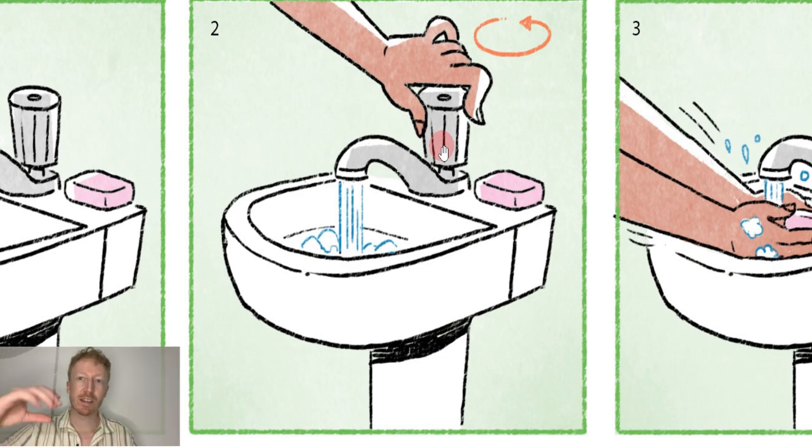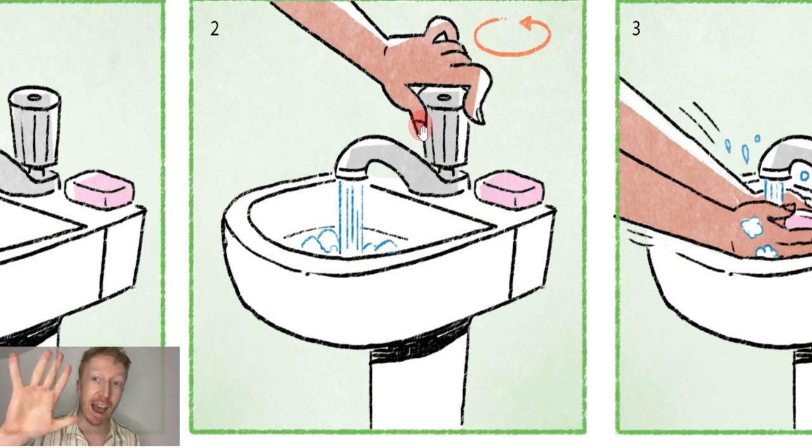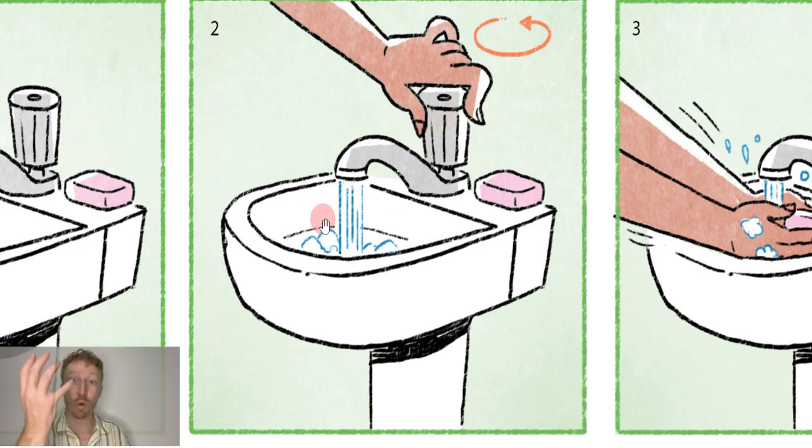Then he turns on the tap. See, he uses his hand to turn on. He turns on the tap there, and then water comes from the tap. Yes, here's the tap, this is the water. So he turns on the tap, and then water comes into the sink. The soap is still here.